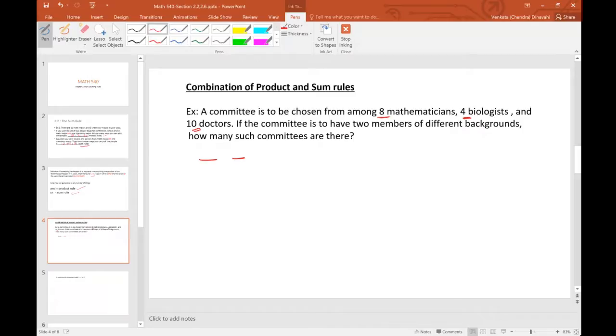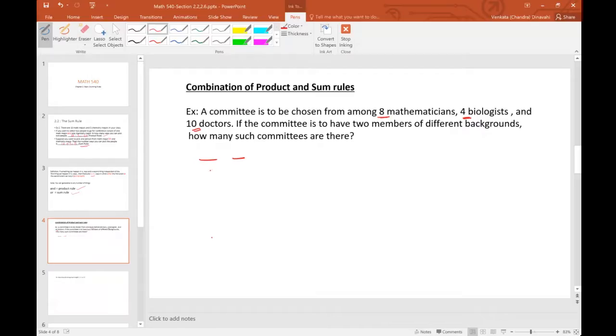I hope you all understood the question. Your choices are 8 mathematicians, 4 biologists, and 10 doctors. You want to pick 2 people out of these, but make sure both are from different backgrounds. So one is a mathematician and the other can be a biologist, or a biologist and a doctor, or a mathematician and a doctor. But both should be of different backgrounds. How many such committees are there? Okay, let us start working on this.